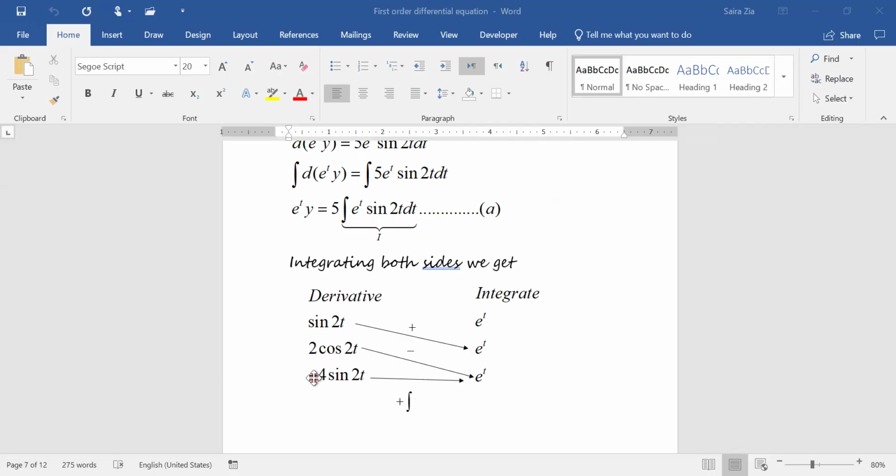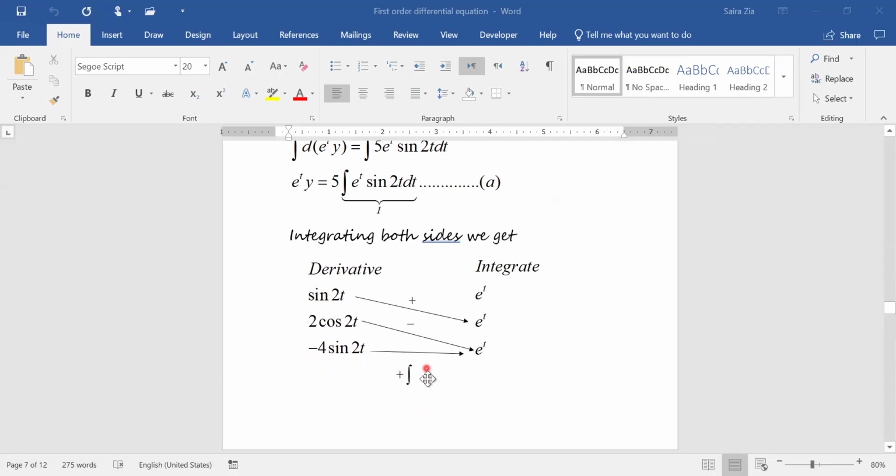Regarding the coefficient and the sign, it doesn't matter. But if we get the same function as we started, we are going to stop over there. Otherwise this process will never stop. After this we just write e power t into sine 2t with a plus sign, and here we write minus 2 into cos 2t into e power t, and then the integral of these two multiplied.